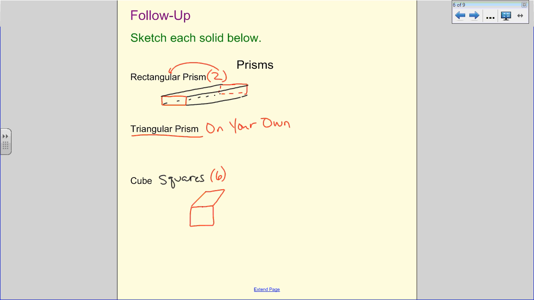So we have a square there at the top. I'm not going to be able to see this side, I'm not going to be able to see this side, and I'm not going to be able to see this side, but I can see this side and this side. So a cube is just 6 congruent faces.